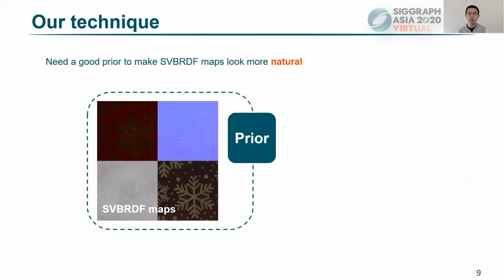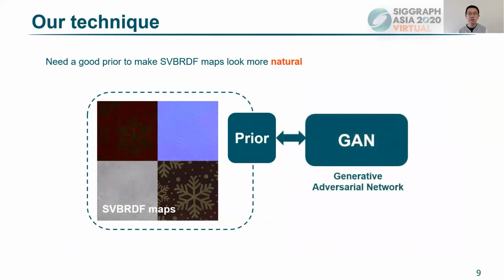We're looking for a good prior, which could make SVBRDF maps look more natural. The Generative Adversarial Network may be a good solution, since it can generate new photographs that look at least superficially authentic to human observers.